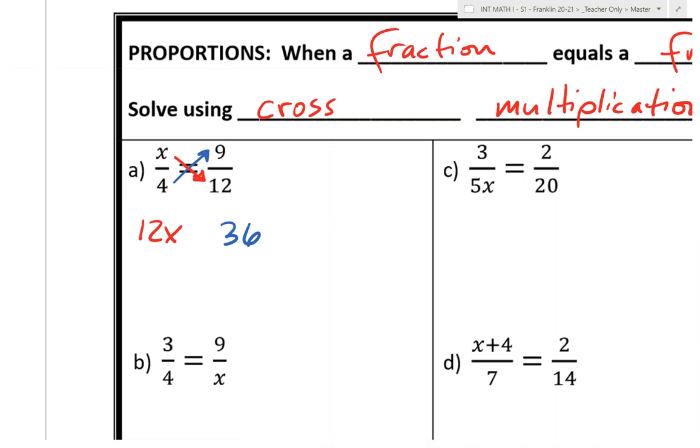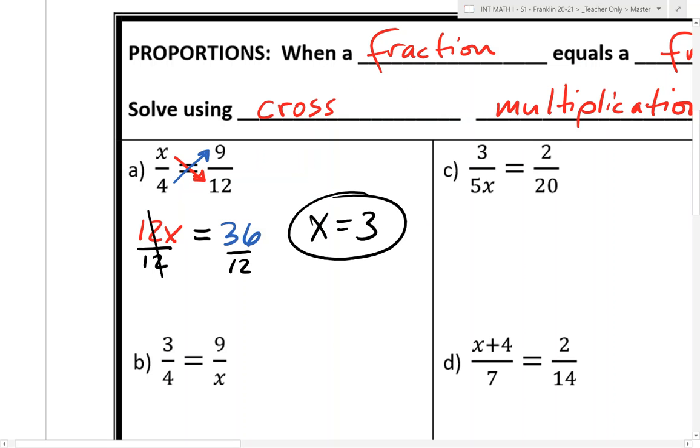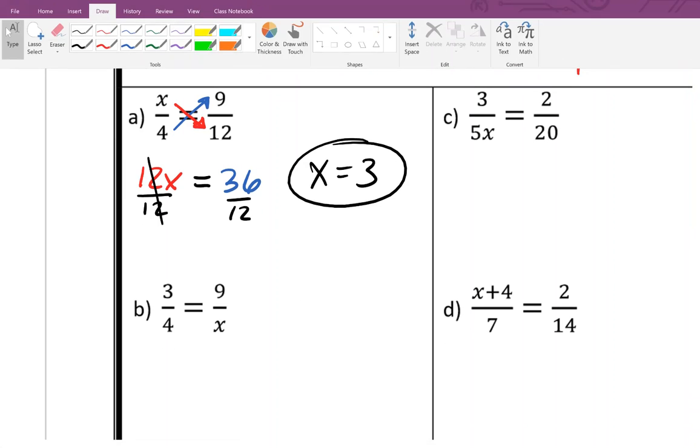And what we do with these is we set them equal to each other, because in a proportion, the cross products, right, the things you get when you cross multiply, they are equal. And so if you divide by 12, now we get x is equal to 3. And that's it. So what we're doing is we're finding the missing number that will make these two fractions equivalent. So 3 over 4 is equal to 9 over 12. And we know it is because we set the cross products equal to each other and solved it that way. And that's how it works.